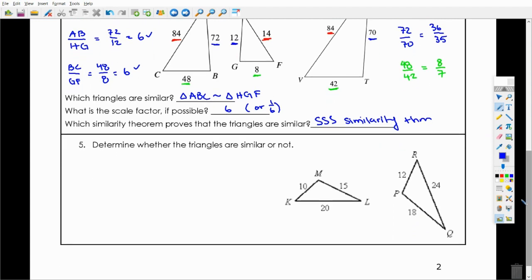All right, the next one here. Determine whether the triangles are similar or not. So here, again, you just have to make sure to use the right sides. Make sure you use the largest with the largest, medium with the medium, and smallest with the smallest. Otherwise, you'll get an incorrect answer.